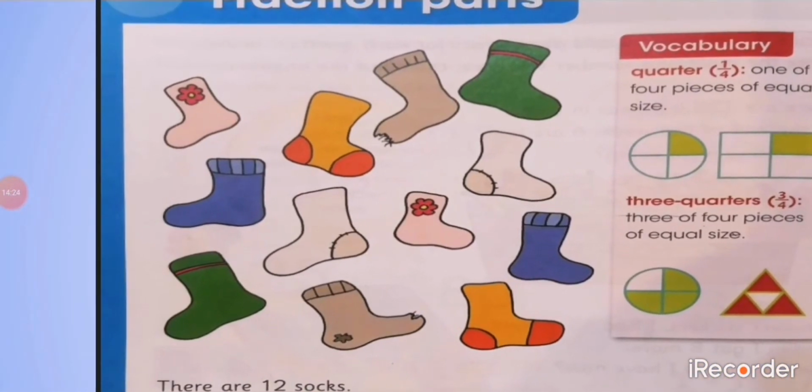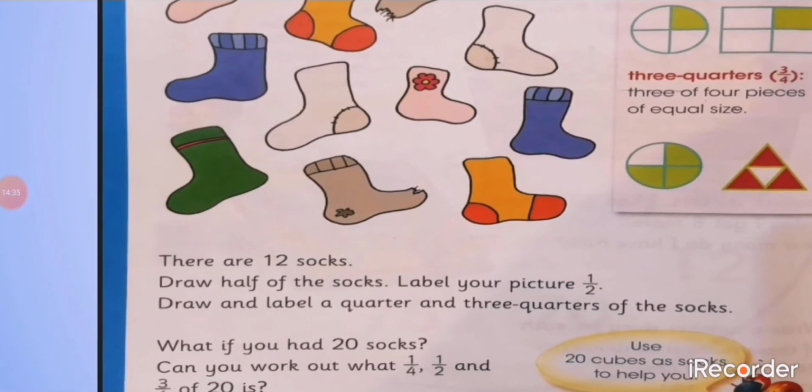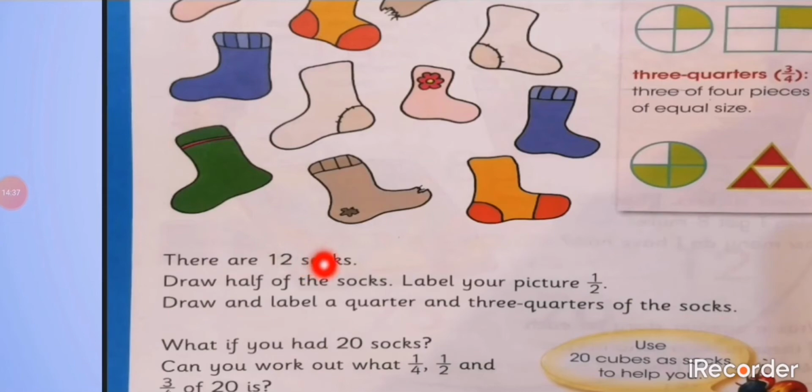Now look at these socks. First I'm going to count these socks. 1, 2, 3, 4, 5, 6, 7, 8, 9, 10, 11, 12. There are total 12 socks here. There are 12 socks. Draw half of these socks.